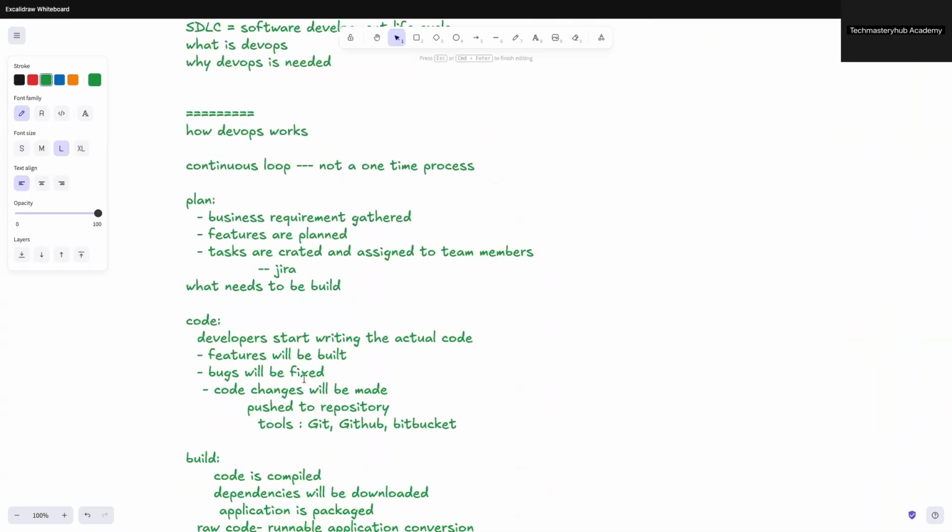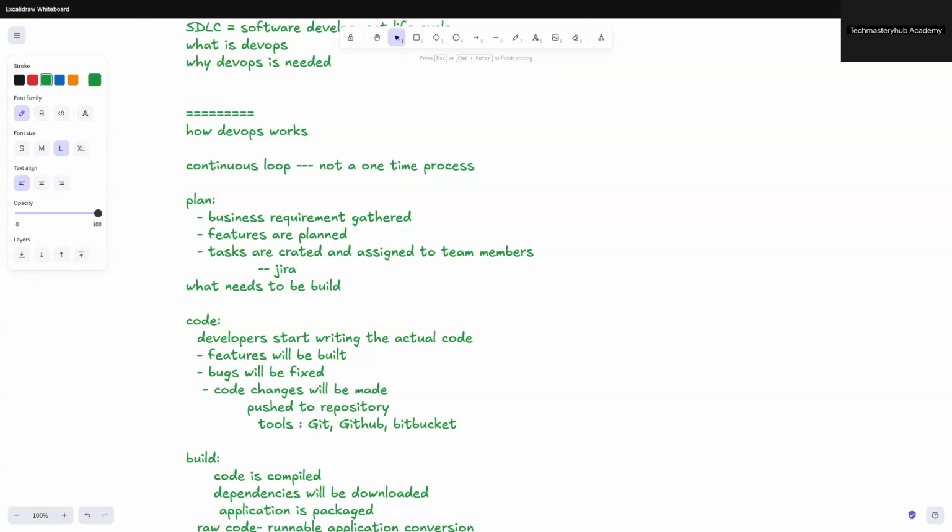So first stage is the planning. Let's understand what comes in the planning stage. So this is the first stage. This is where everything starts. In this phase, business requirements will be gathered, features will be decided and planned, tasks will be created and assigned to the team members. So how will the tasks be assigned? There can be multiple tools used, but Jira is the main tool. Most of the companies use Jira for work assignment or task assignment. So what needs to be built will be decided in this stage.